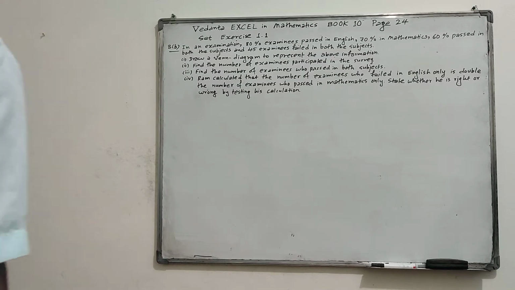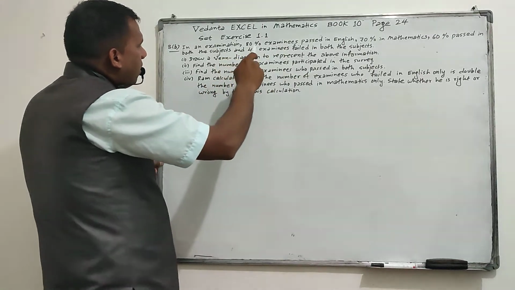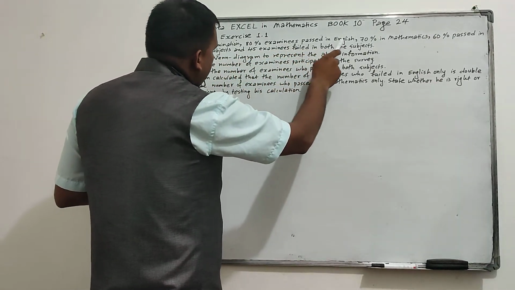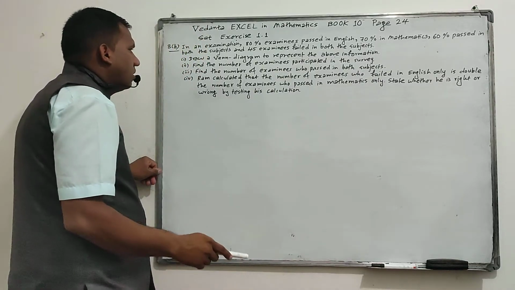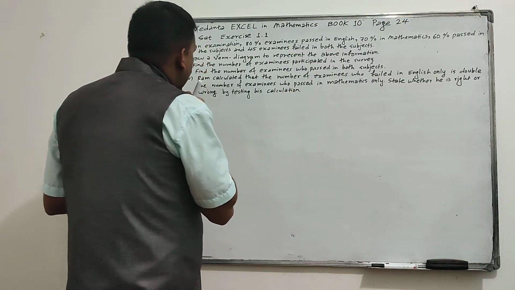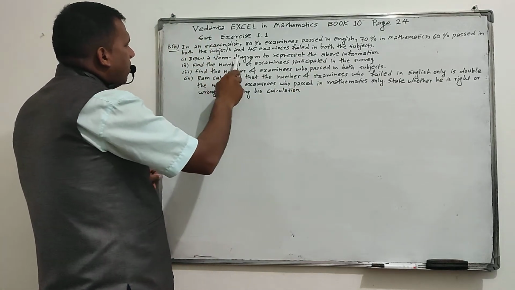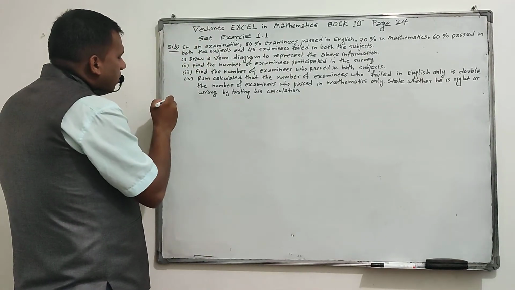Now, students, next question number 8B. In an examination, 80% of examiners passed in English, 70% in mathematics, 60% passed in both the subjects, and 45 examiners failed in both the subjects. Number 1, draw a Venn diagram to represent the above information. Now its solution.